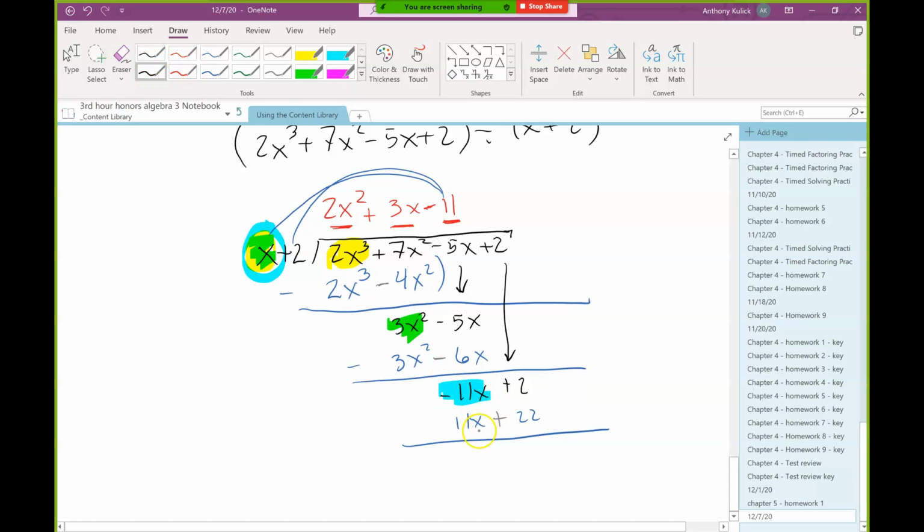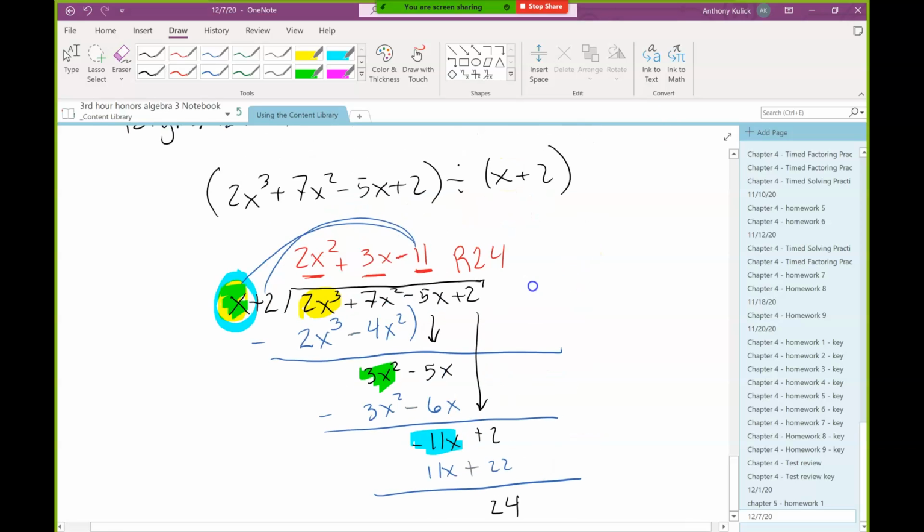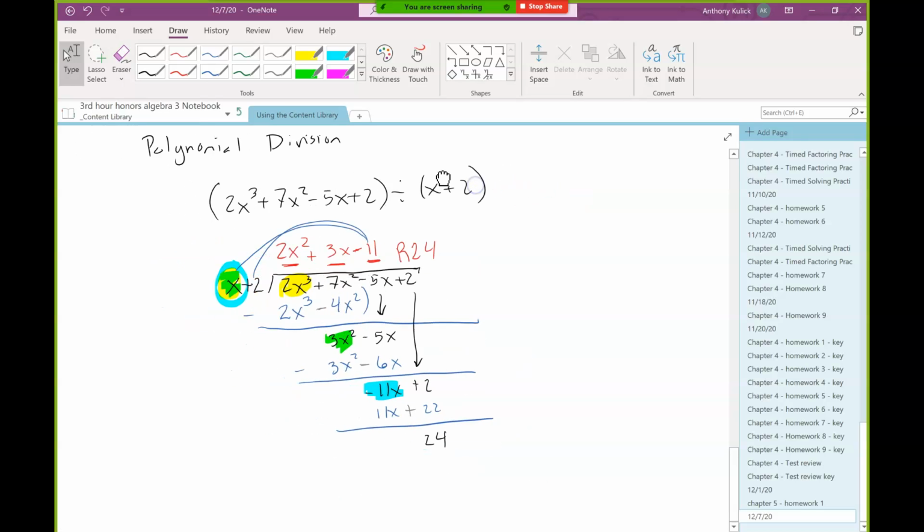So negative 11x plus 11x is 0. And 2 plus 22 is 24. So my remainder is 24. So the way I'll write my final answer then is 2x squared plus 3x minus 11 plus my remainder 24 over my divisor x plus 2.